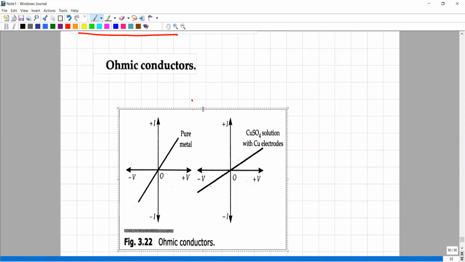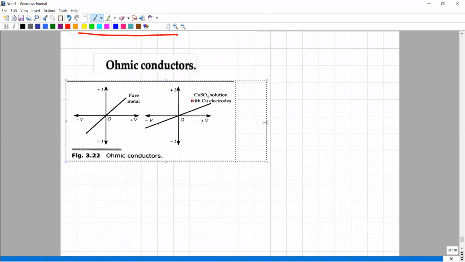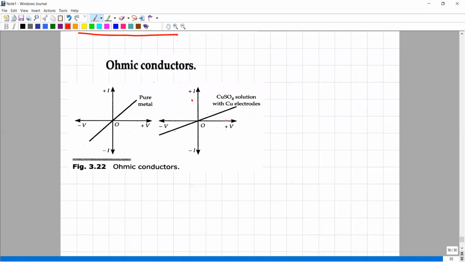Very simple. Ohmic conductors will always have a graph which is a straight line. The VI graph, the voltage-current graph, or the current-voltage graph, whatever graph you get, will be a straight line, because the straight line represents resistance, and resistance is constant at a constant temperature. Ohmic conductors are those for which the graph is a straight line. For non-ohmic conductors, the graph will not be a straight line. It can be very different. For semiconductors it is different, and for different electrolytes it is also different.